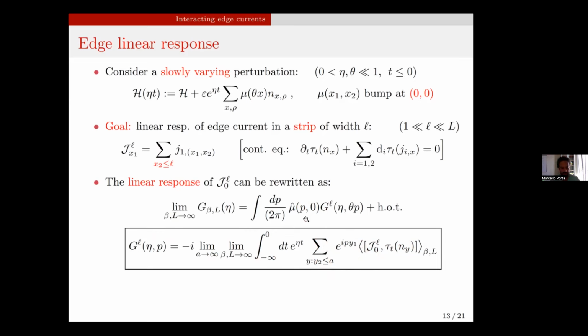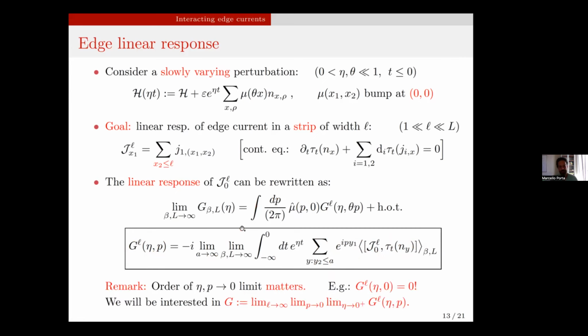So this is the edge response function, and what I'm interested in is trying to study this object here as a function of eta and p to understand the linear response of these edge modes. One point I would like to make here is that, in fact, the order in which you take the limit eta and p to 0, which is the limit that gives you at the end a static perturbation and a perturbation that is almost constant in space, this order matters.